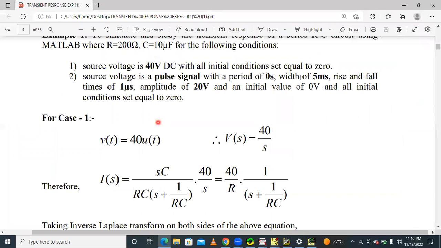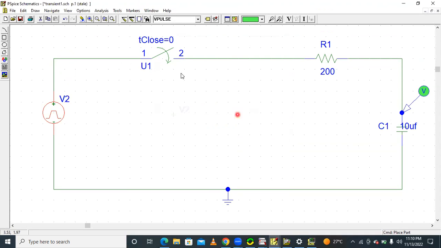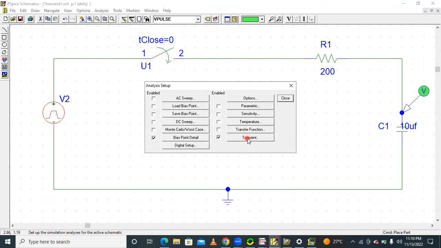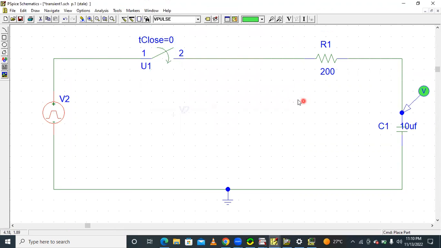Here the pulse width is 5 milliseconds, and rise time and fall time are 1 microsecond. The pulse repetition is 0 seconds. Save attributes. Okay. After that, analysis, setup, transient. Here take 16 milliseconds, and okay, close.